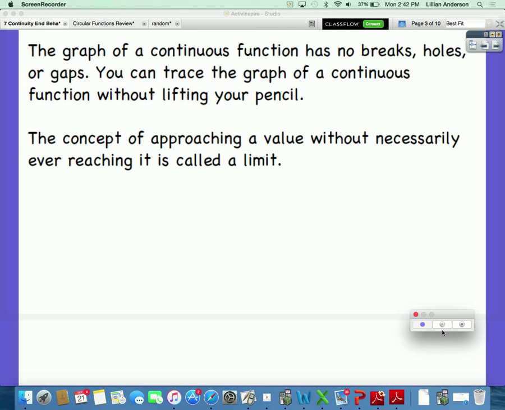Now, the concept of approaching a value without necessarily ever reaching it is called the limit. Okay? So instead of saying the closer we get to x, or the closer we get to infinity, I might say the limit as x approaches infinity. They all mean the same.